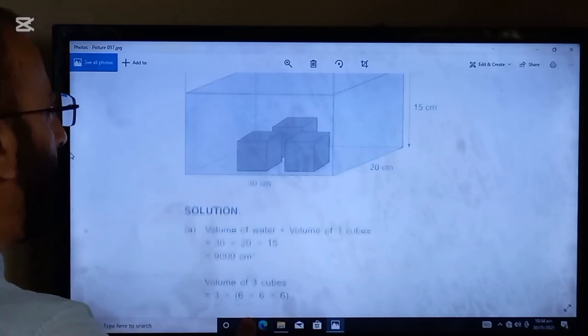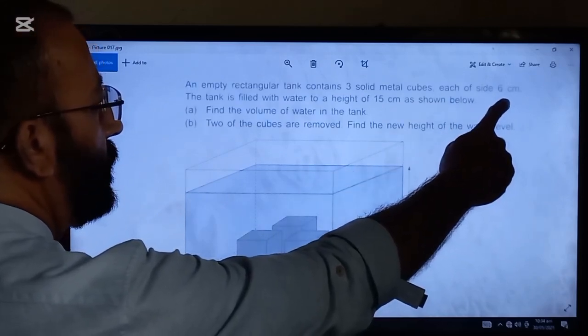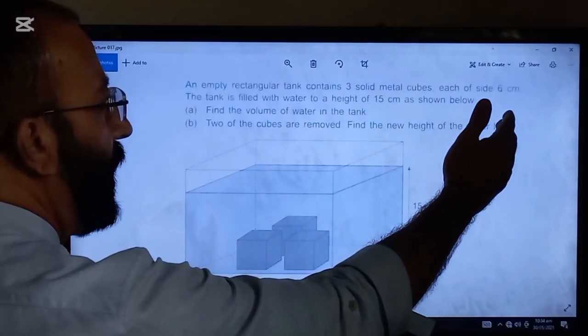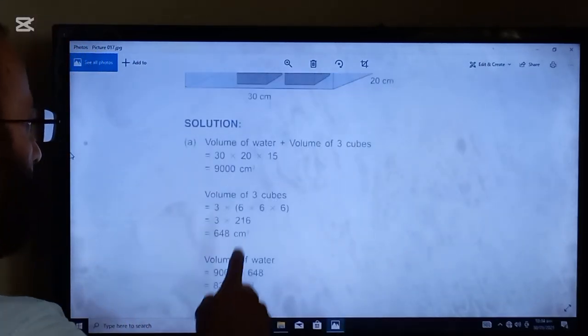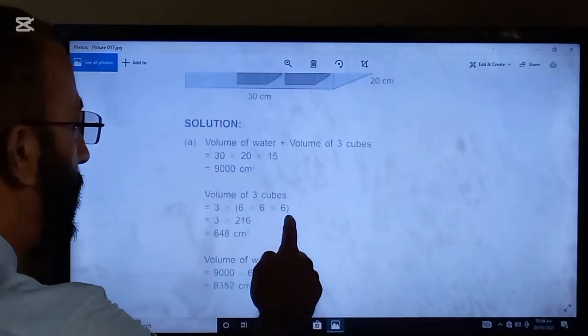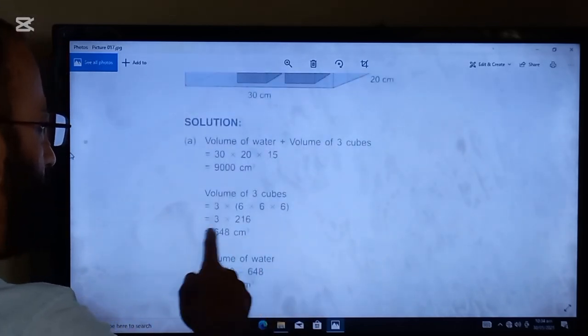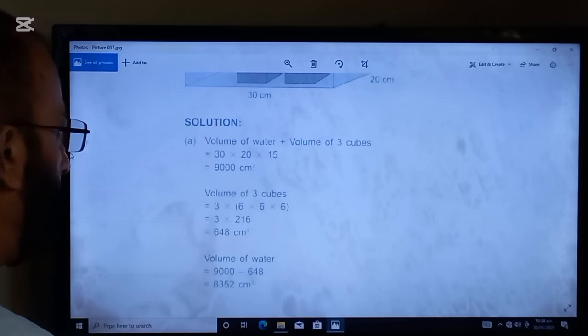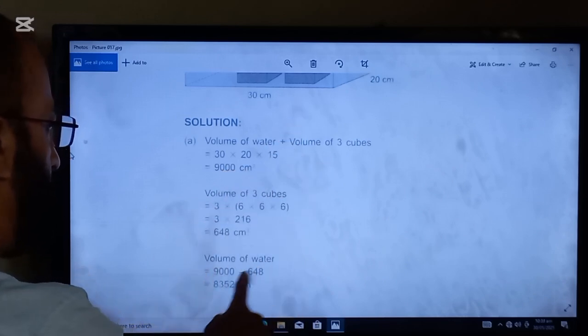Now the volume of the cube. So the side of the cube is this. The formula used for finding the volume of the cube is L cube. So L cube is 6 into 6 into 6. And because there are 3 cubes, so multiply by 3. That is the volume of the 3 cubes. So this value will be subtracted from this. That will be equal to the volume of the water.